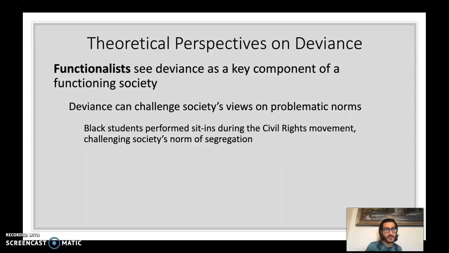So they're always going to look at how different mechanisms, different behaviors in society can be contributing to the betterment of society as a whole. Functionalists think that deviance can challenge society's views on problematic norms. So deviance can be dysfunctional in some ways. For example, Black students performing sit-ins during the civil rights movement, challenging society's norm of segregation, could be seen as something dysfunctional from a functionalist perspective because segregation itself was viewed as something that could have been beneficial or functional for society by organizing people into certain groups.